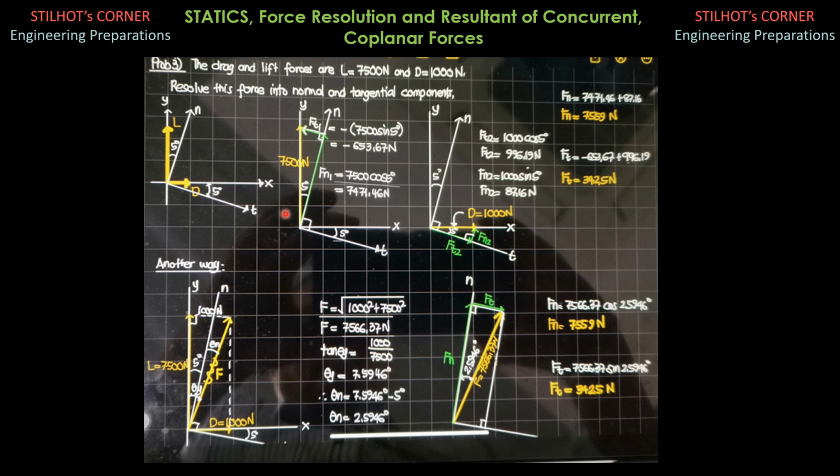So here is the first. First, let's concentrate on the lift force of 7,500 newtons. This is the normal axis, and this is 5 degrees because the tangential axis and the normal axis are perpendicular to each other. Therefore, this is the lift force 7,500, the normal component of force, and the tangential component of force, which are also perpendicular to each other.